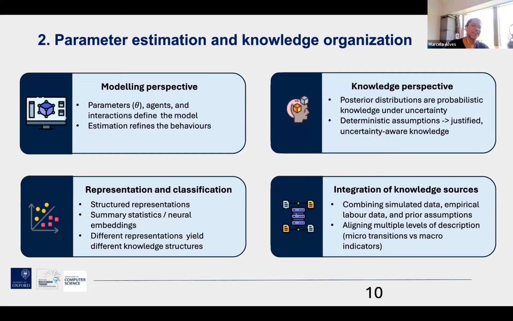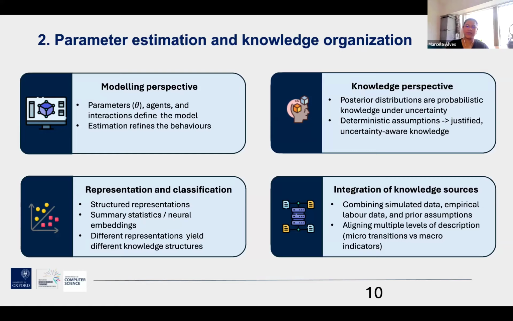So there is a huge challenge there of what would be a better representation for the labor market, a better representation for the credit market, for the banks, for renting, for the housing market. So we are really, really depending on representation and classification. And also integration of knowledge sources, which is again combining what the ABM reproduces, the empirical data we have, and the prior assumptions we have about the parameters.